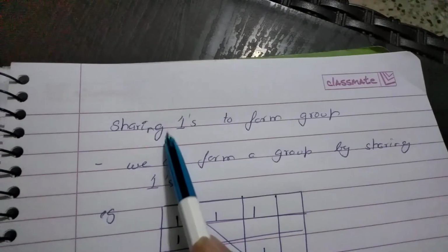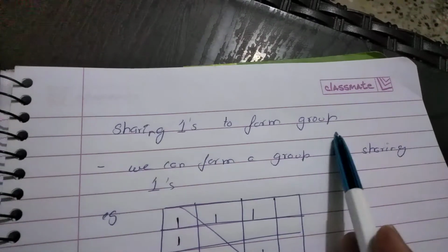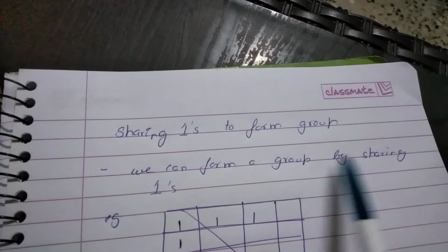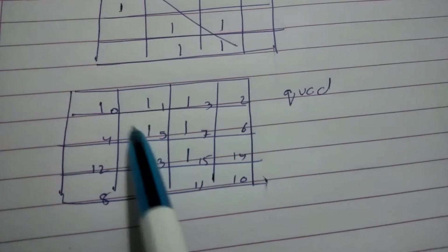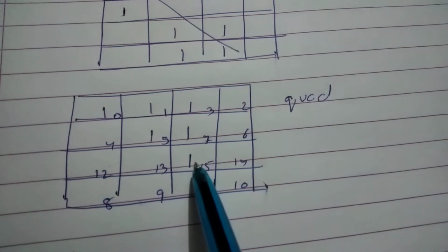Okay, we have a new concept, sharing ones to form a group. That is, we can form a group by sharing ones. Now, let's come to this example here. We have 1, 1, 1. Then we have 1 here, 1 here, 1 here.